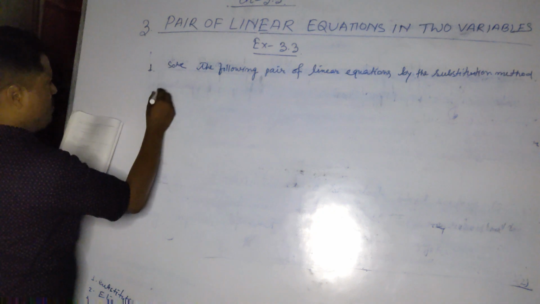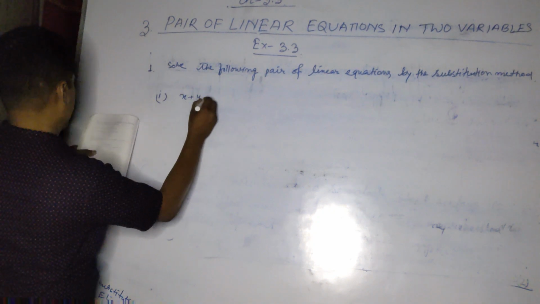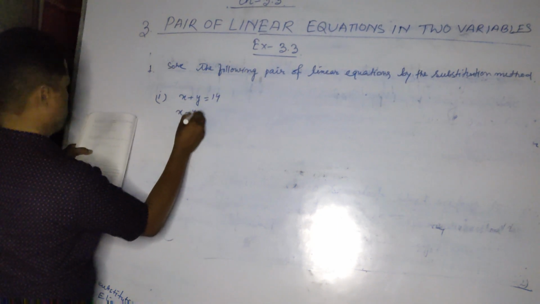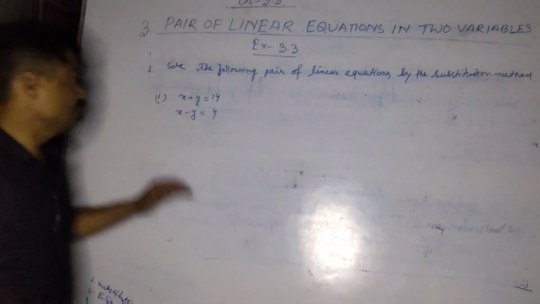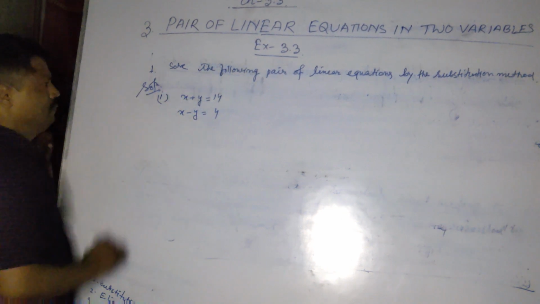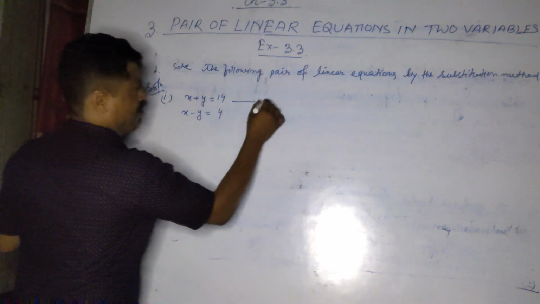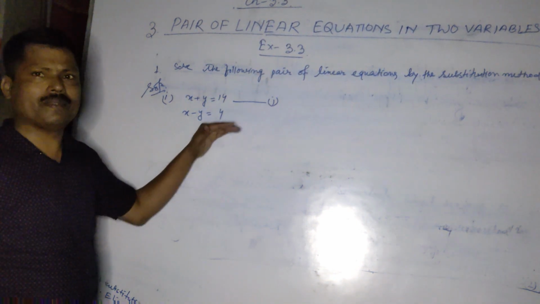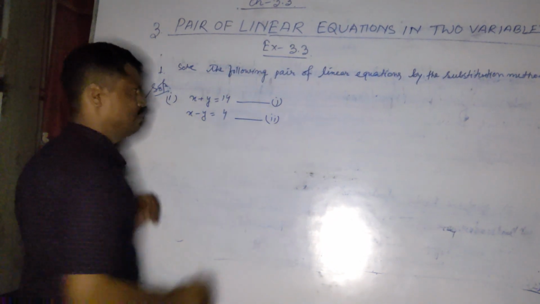So first sum is given like this: x plus y is equal to 14, and another one is x minus y is equal to 4. See here, if we write like this solution, then x plus y is equal to 14. This one we write as number 1 equation, that is the first equation, and x minus y is equal to 4. This one is number 2 equation.